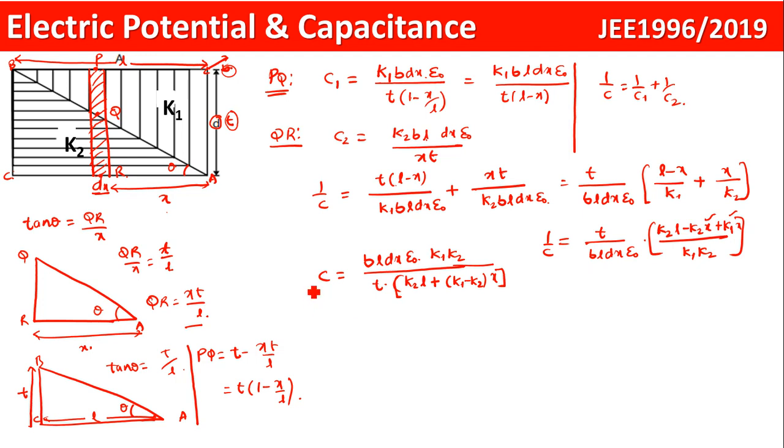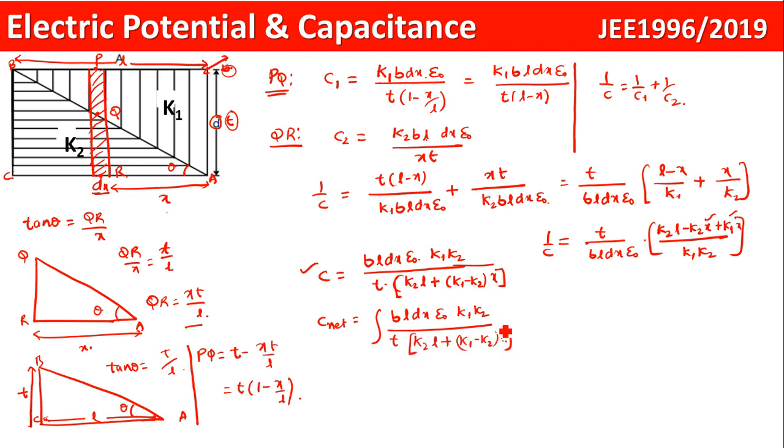Now I would like to find the total capacitance. So basically for this segment of thickness dx, I have got this much capacitance. Now I will have to consider many such segments, and if I want to find the total net capacitance, I will have to integrate all these infinitesimal capacitances. Now the integral of BL dx epsilon naught K1 K2 divided by T into K2L plus K1 minus K2 into x.